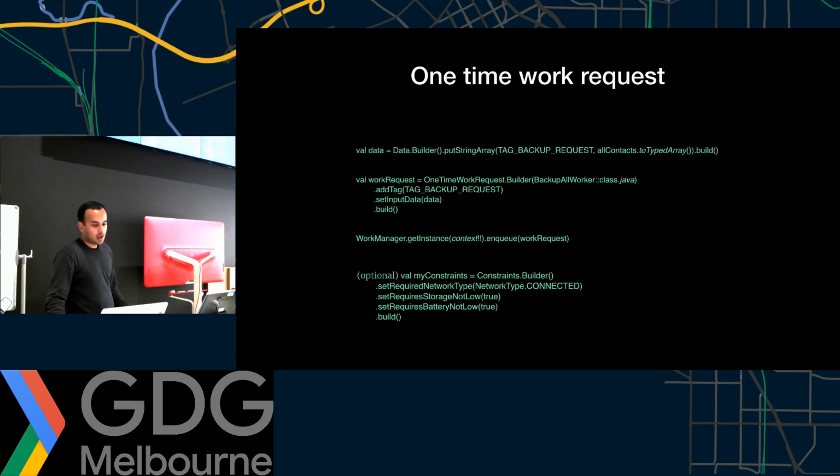Then all you need to do is enqueue your work request using the WorkManager.getInstance convenience method. Optionally, although I really recommend it, you can set constraints for your work. If you are doing some background work that talks to a backend API, you need network connectivity, right? So you can set that constraint. You can set constraints about battery, battery not being low, so you're not giving the user a bad experience, that kind of stuff.